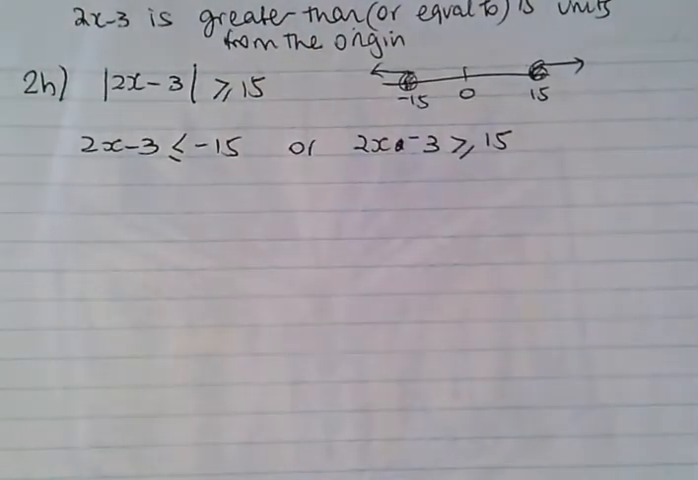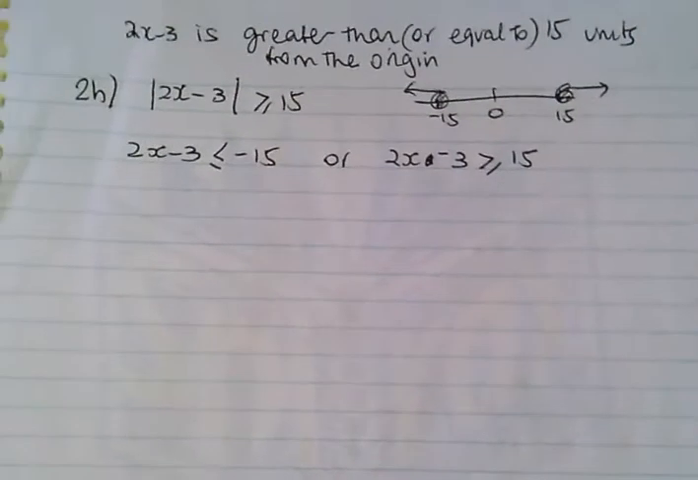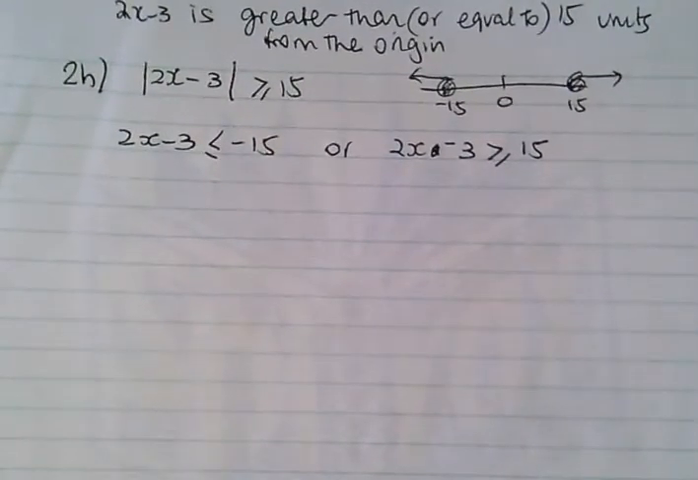Lies or whatever. Does that make sense? Whatever's in the absolute value sign is more than 15 units or equal to 15 units from the origin. Greater than or equal to 15 units. So now we solve these two inequalities.